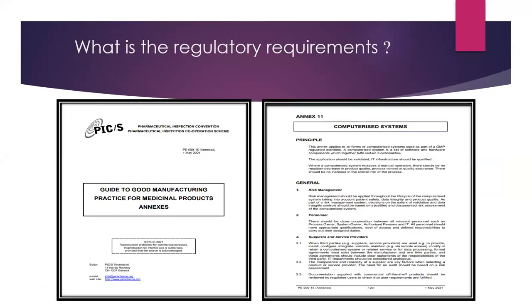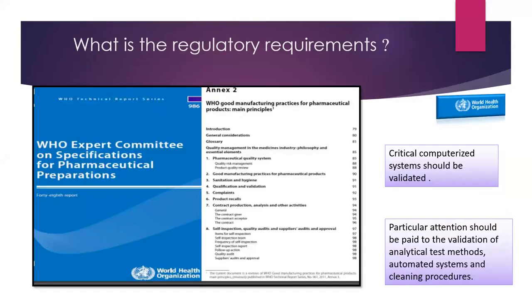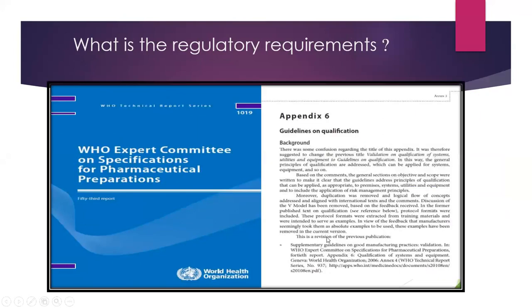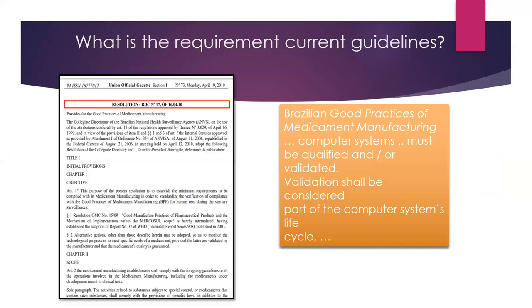Okay, we are here in TRS 986. We already discussed this. Next, WHO TRS 1019 Appendix 6, in which all the qualification steps and requirements are given. In the Brazil guideline and the GMP guideline, the computer system must be qualified and validated, and all the validation shall be considered part of the computer system life cycle.